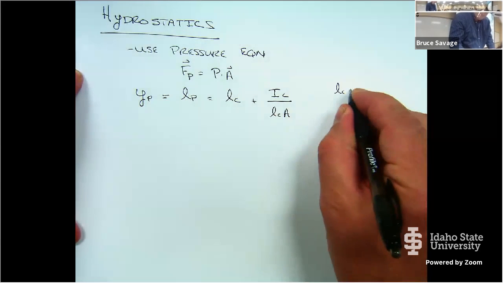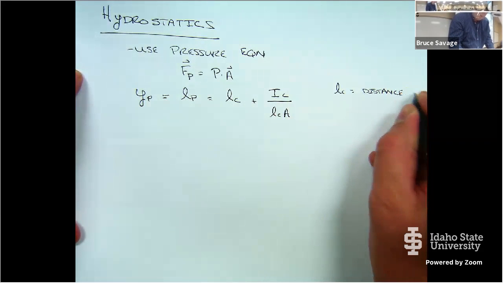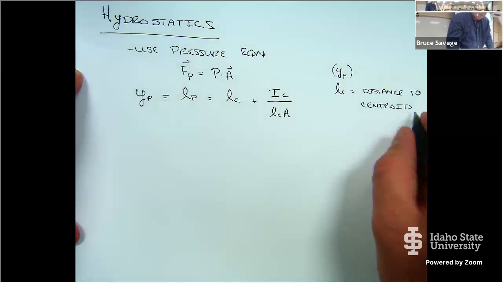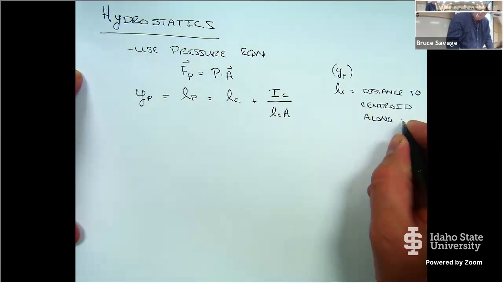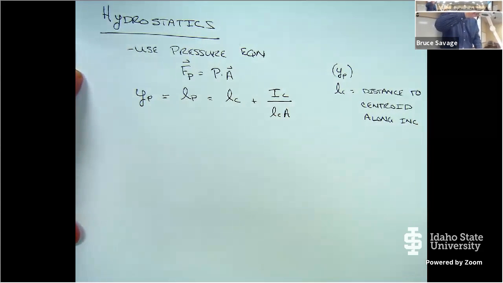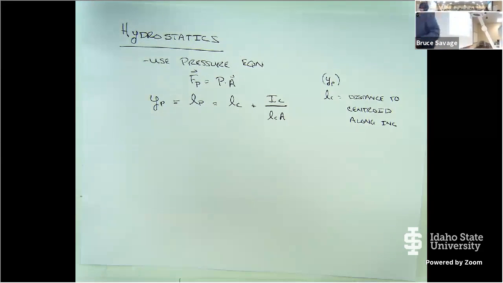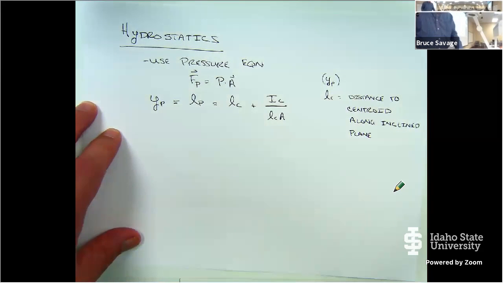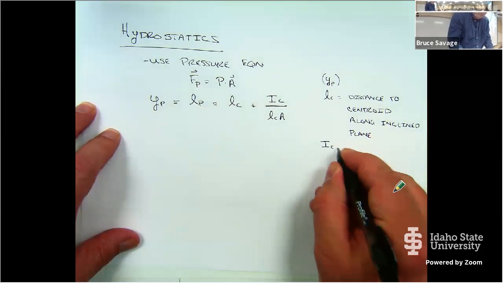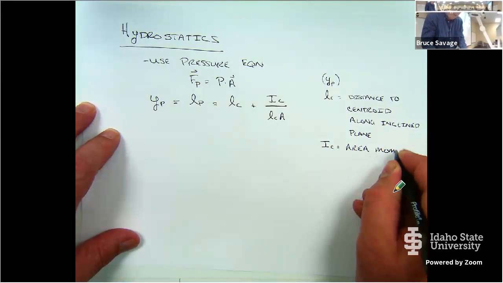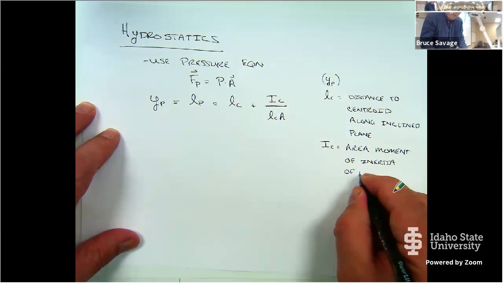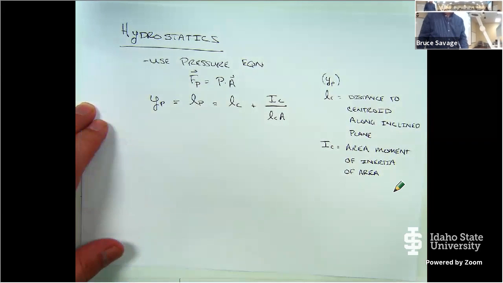So once again, L sub C is the distance to the centroid along the inclined plane, and some books do call this Y sub P. And I sub C is the area moment of inertia of the area. Okay.